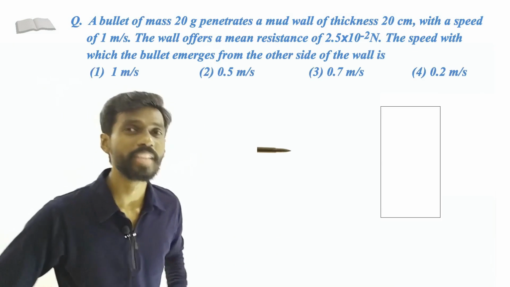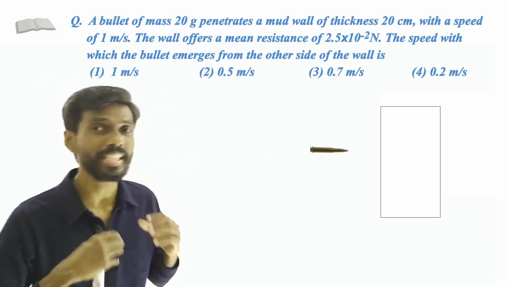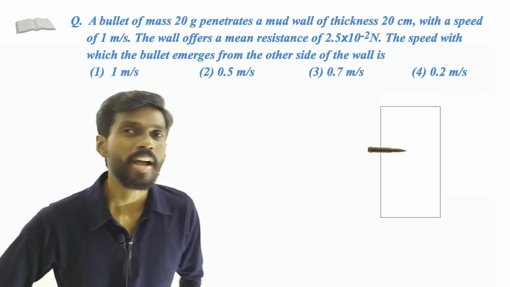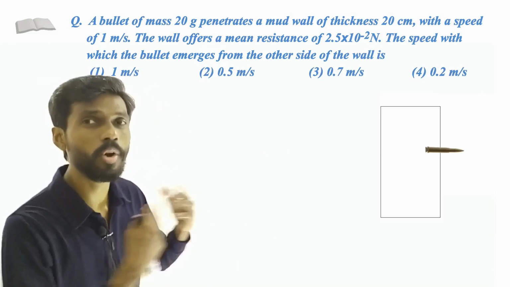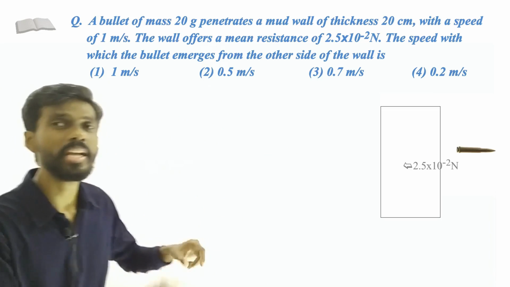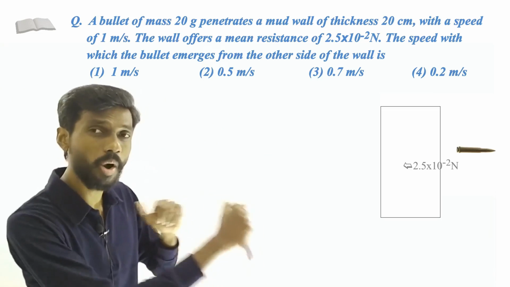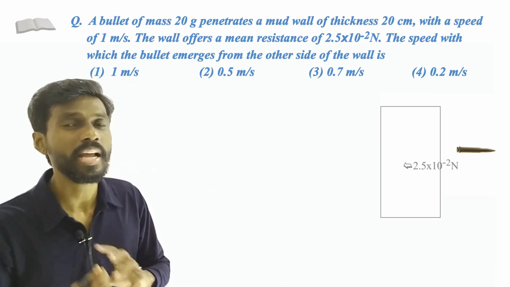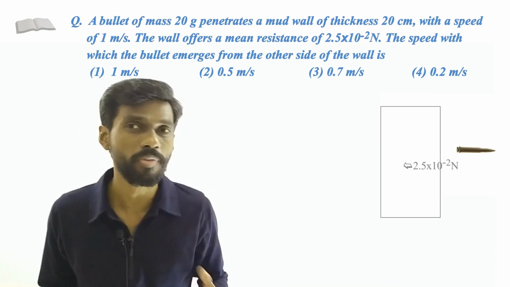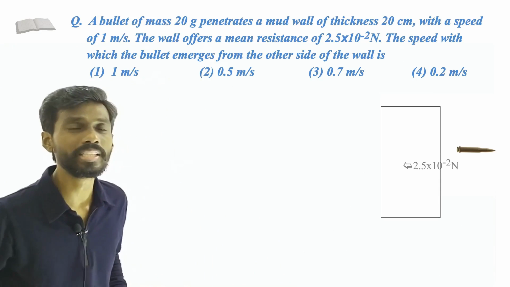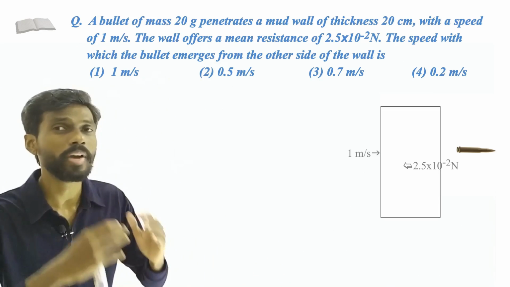What will happen? There will be a change in the speed of the bullet due to the resistance of the wall. What is resistance? That is a force against the motion of the object. The bullet is moving in this direction. There will be resistance due to the wall in the opposite direction. So the speed decreases. That decreased speed is what we need to find. The initial speed of the bullet is given, 1 meter per second. Now we have to find the final speed.